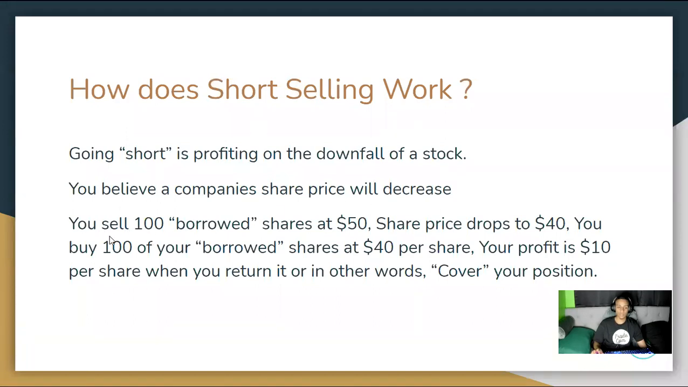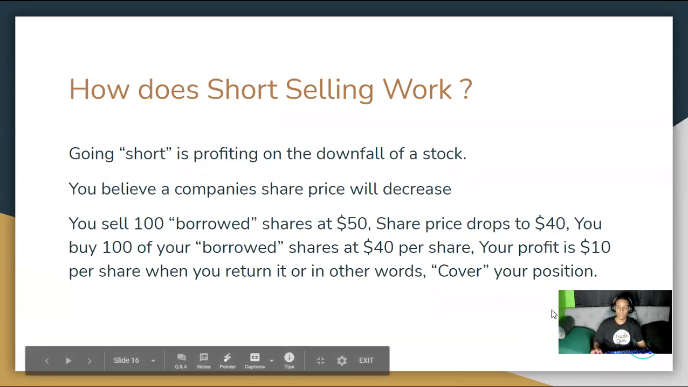You're going to sell 100 borrowed shares at $50. So you're borrowing them from TD Ameritrade at $50 per share. The share price drops to $40 per share. Now you're going to buy back your 100 borrowed shares at $40 per share. You're going to go buy it. This is where you're going to cover, and your profit is $10 per share when you return it. In other words, cover your position, right?